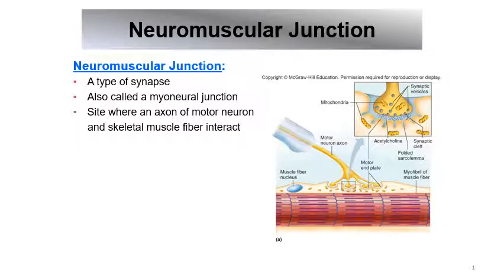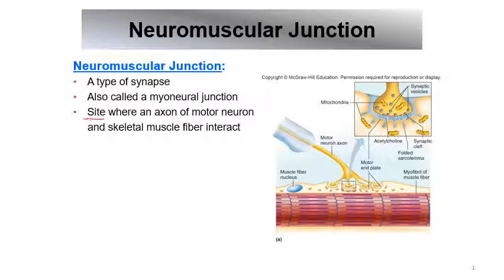Okay, so on this next slide, this is talking about the neuromuscular junction. Neuromuscular junction means where the muscle fiber and the nerve cell meet. So it's a type of synapse, meaning a connection. It's also called a myoneural junction.